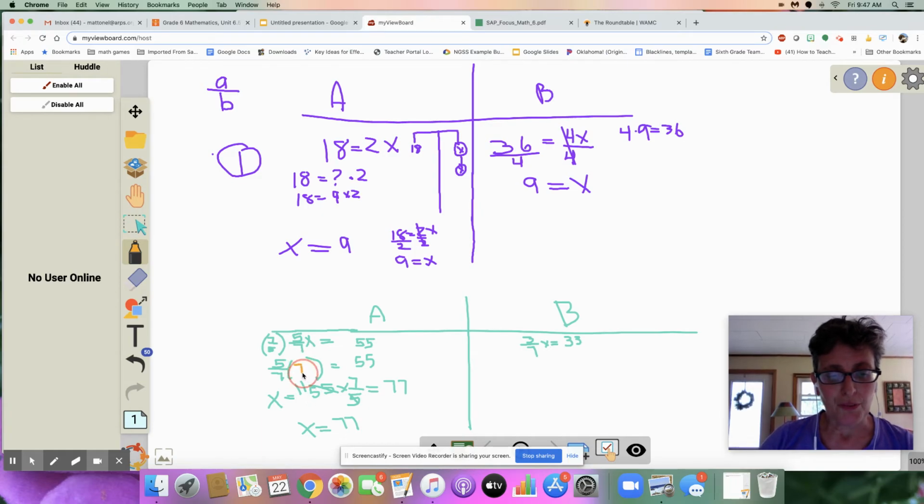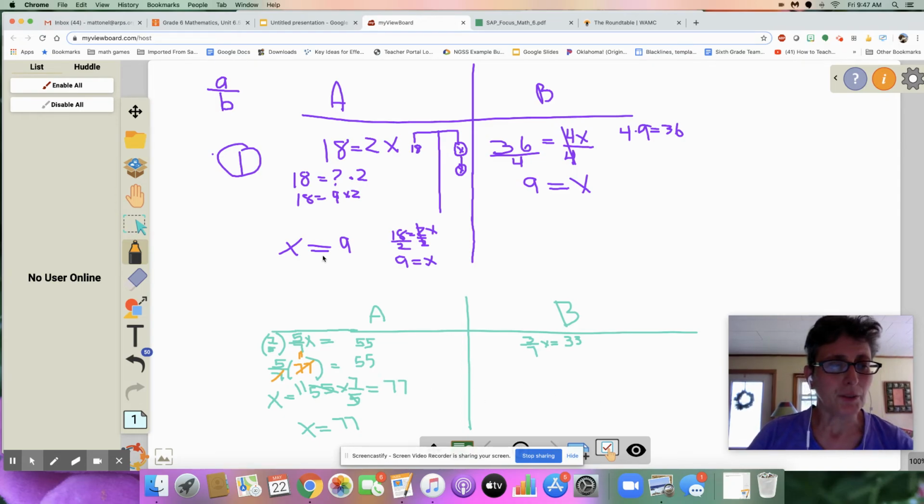Now if I put that 77 in here, well, there you go. I can do that same thing. I can reduce 7. They both have a factor of 7. And I get 11. 5 times 11 is 55.